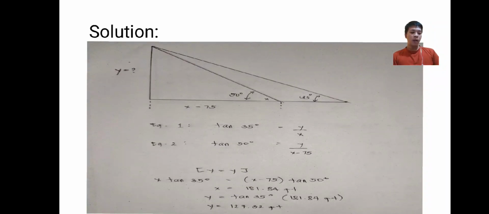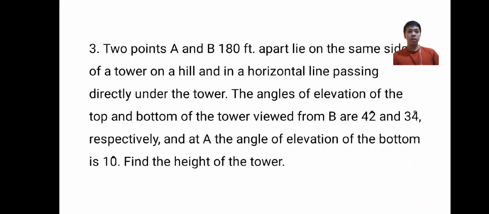X is equal to 181.84 feet. So that's the value of x. So we need to find the value of y. So y is equal to tan 35 degrees times 181.84 feet, which is the value of x. So the final answer is y is equal to 127.32 feet.